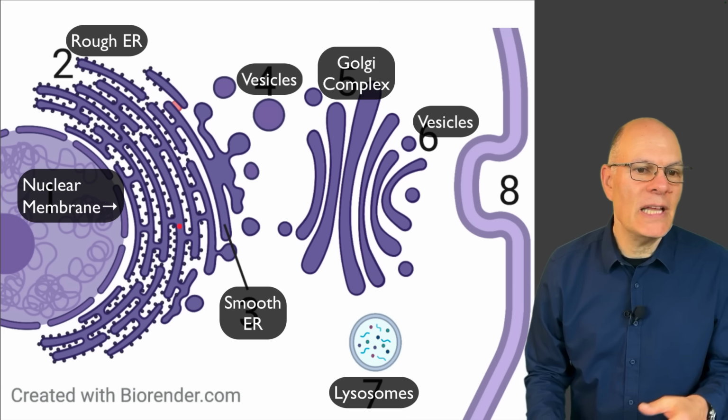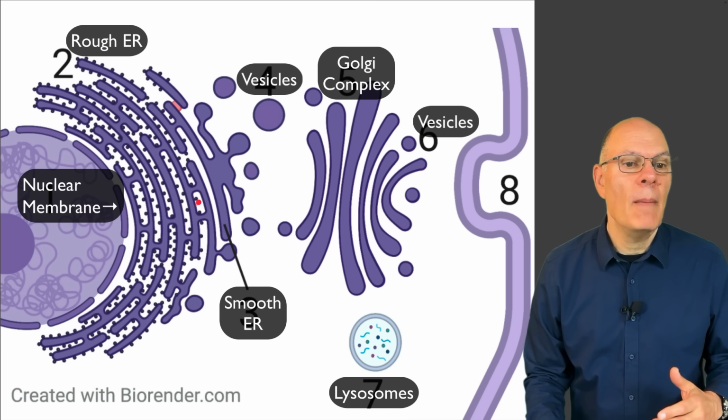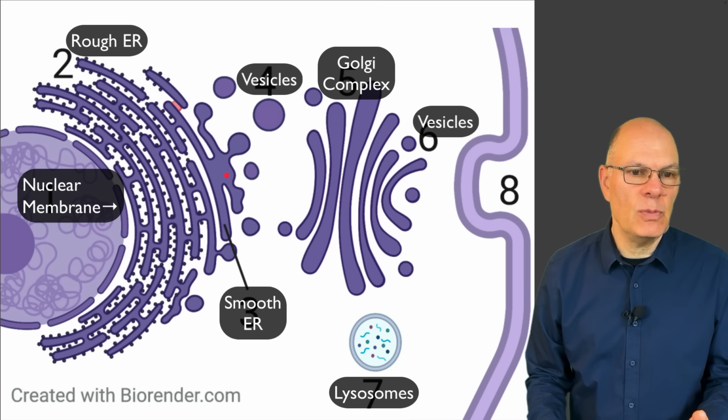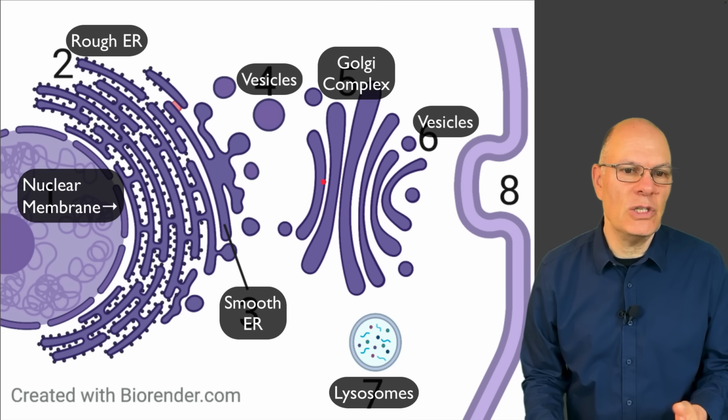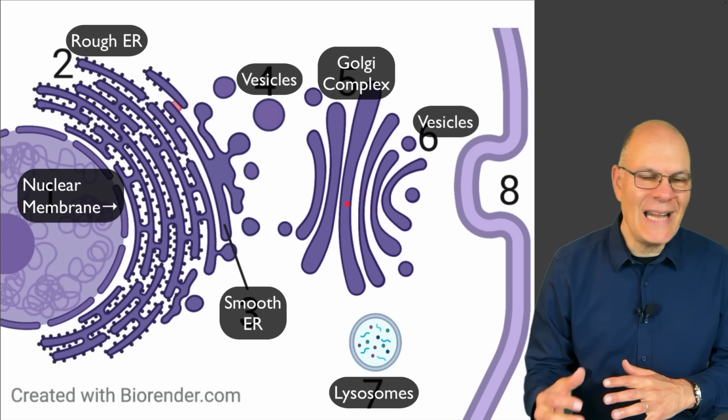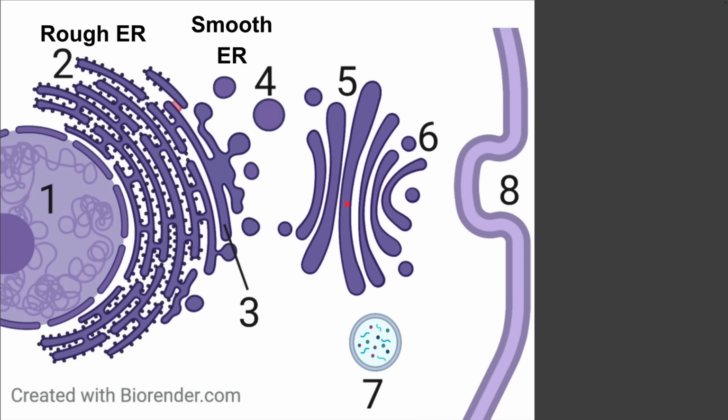So the membrane that's part of the rough ER might become the same membrane, the same phospholipids, that are part of the smooth ER, and those might become parts of vesicles which flow into the Golgi. So those phospholipid molecules are the same. It's dynamic, there's constant exchange.